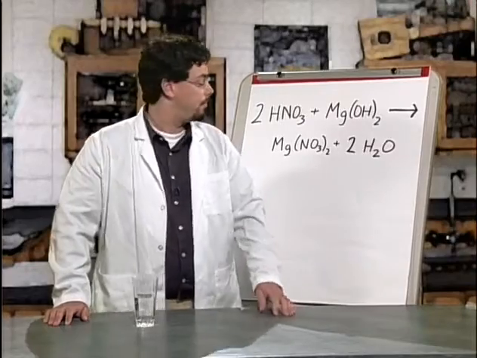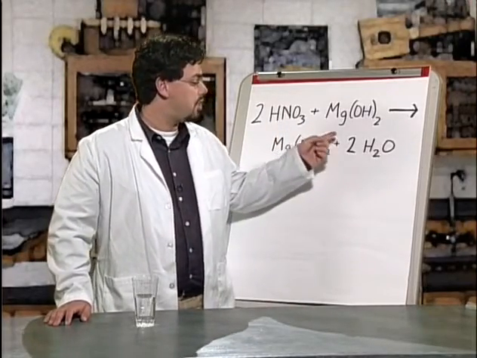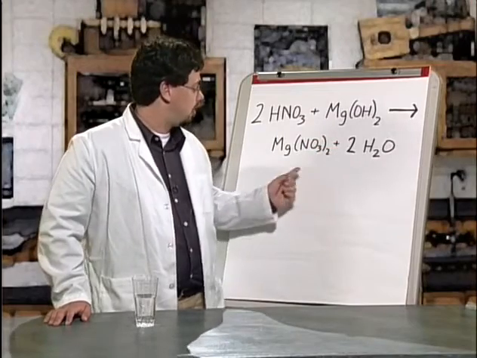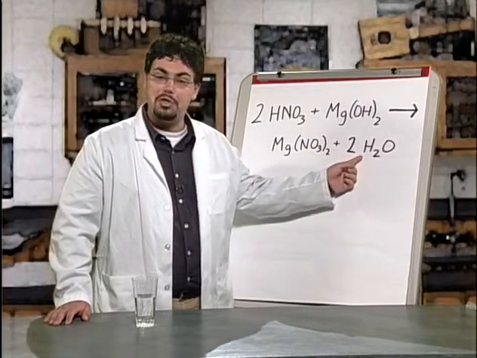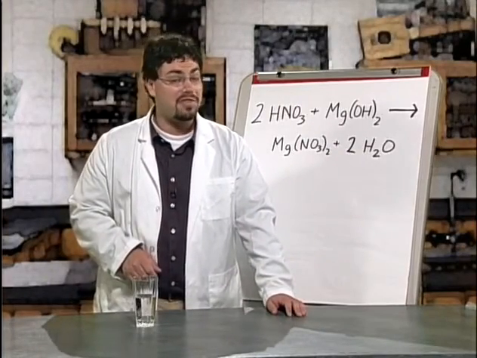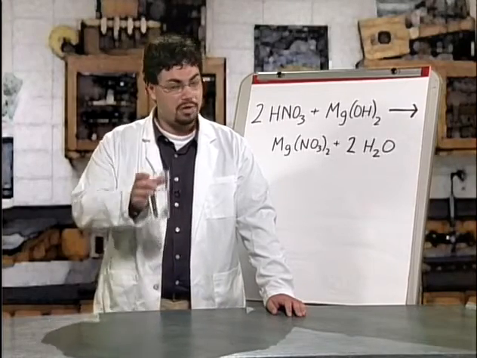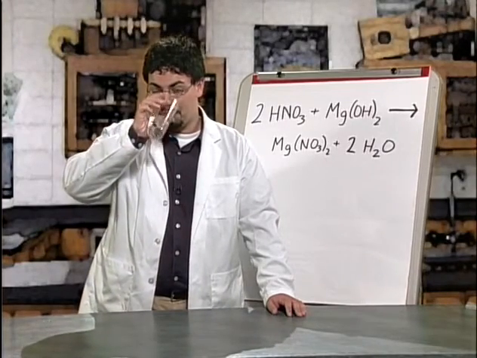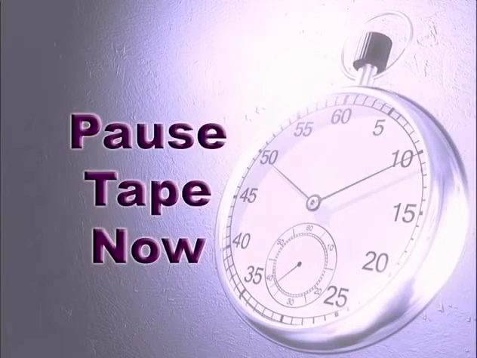You should have written 2HNO3 plus Mg(OH)2 yields Mg(NO3)2 plus 2H2O. Don't worry, your local teacher has more for you to practice, beginning with a lab involving that soft drink that I promised you. Enjoy! Local teachers, please pause the tape now.